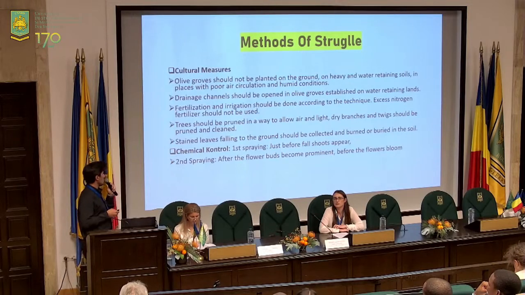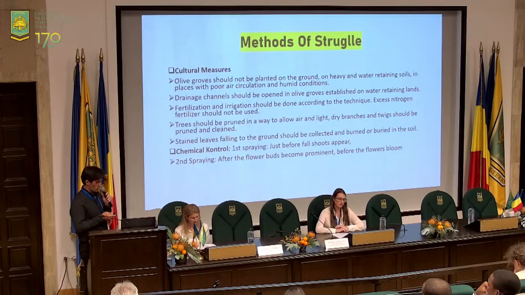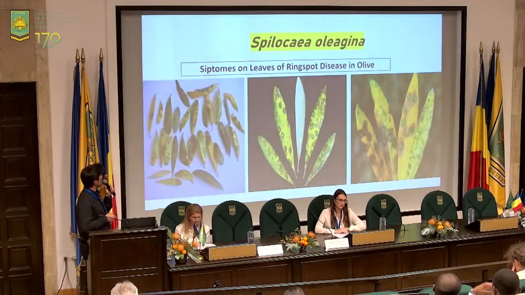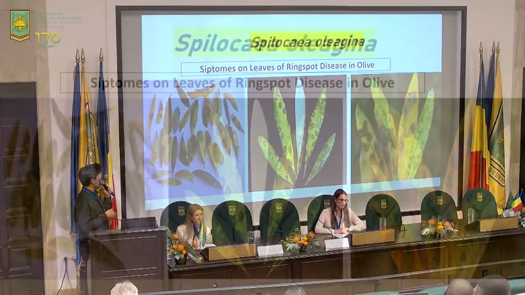Chemical control. First spraying just before the new shoots appear. Second spraying after the flower buds become prominent, before the flowers bloom. Here is the picture of the symptom on an olive leaf.